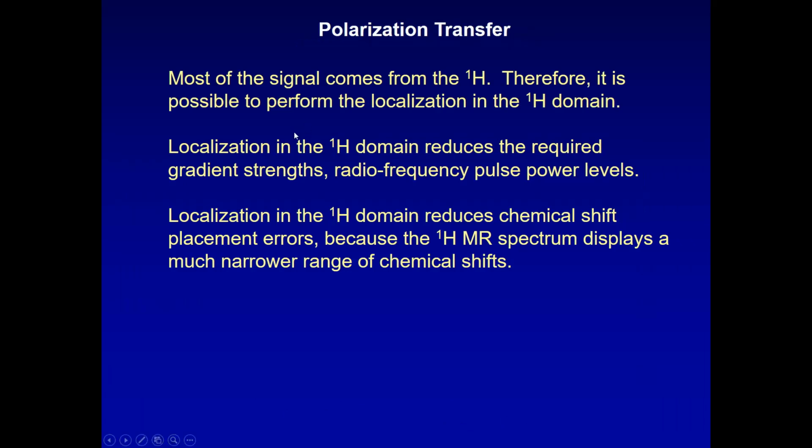So to summarize, just for the polarization transfer, most of the signal is actually coming from protons, even though we're looking at carbon-13. Because of that, we can perform the localization in the proton domain where the chemical shifts are squeezed together more tightly. That means whatever frequency dispersion we have across space can dominate versus the smaller frequency dispersions that happen within the spectrum. That reduces the required gradient strengths, the radio frequency power levels we need, and it reduces chemical shift displacement errors.